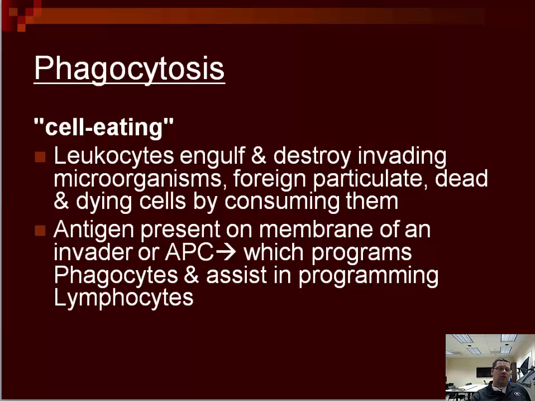Leukopenia is lower than normal white blood cell numbers, while leukocytosis is above normal values. Notice there is a range here between 5,000 and 10,000. That would be the normal range of white blood cells per cubic millimeter of blood.